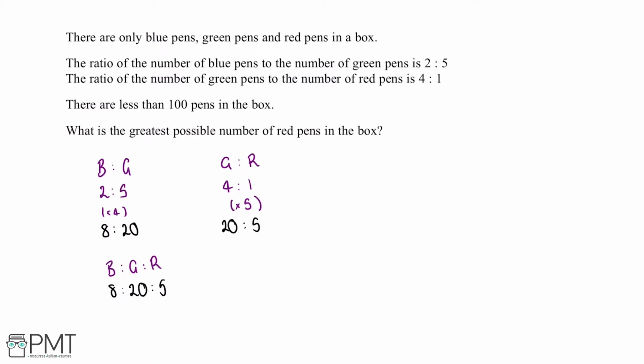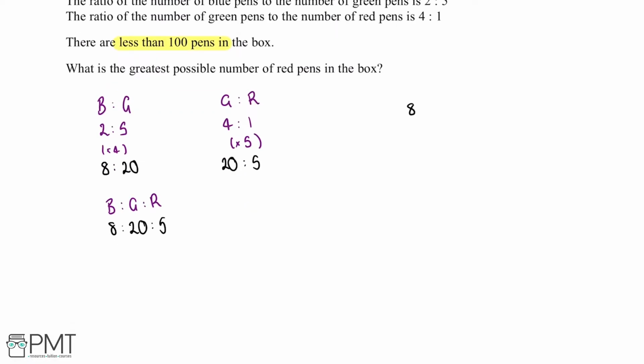So we've been told in the question there are less than 100 pens in the box. So we want to work out what the maximum number of pens we can put in the box with this ratio. So what we can do, we can add these three values together, and 8 plus 20 plus 5 gives us 33. So we want to work out how many lots of 33 we can fit into 100.